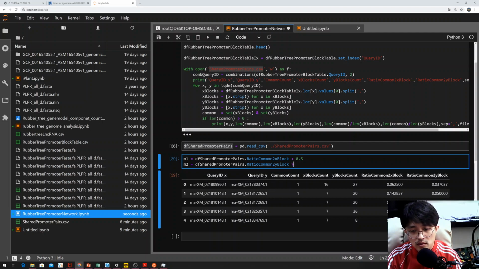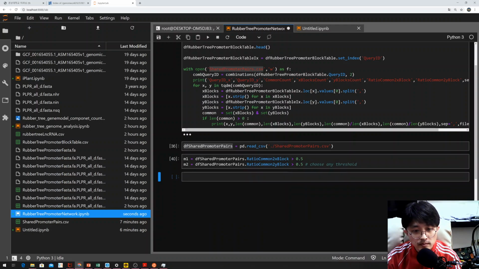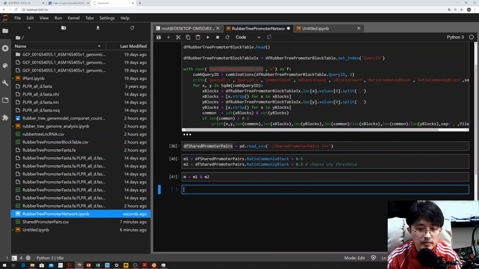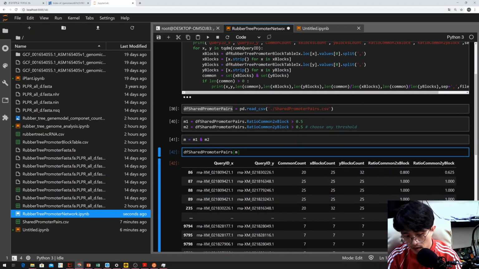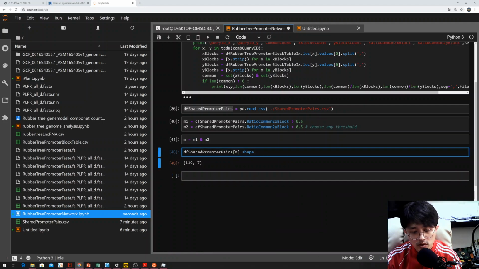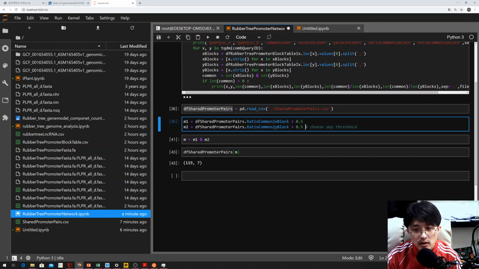So I will put an arbitrary threshold. Arbitrarily, how do you spell it? So choose any threshold. Right. So mask is M1 and M2. Then shared promoter pair and mask. Then you will see many protein pairs, gene pairs; 100 gene pairs are shared.